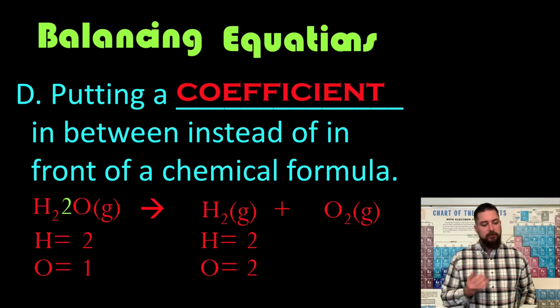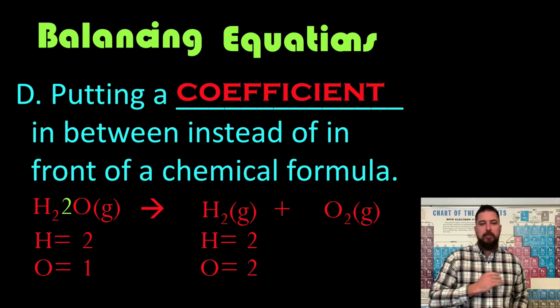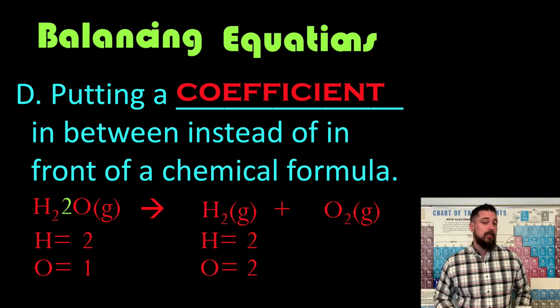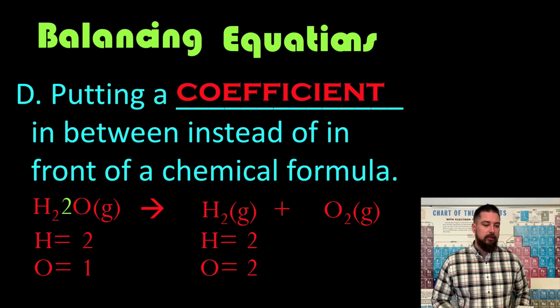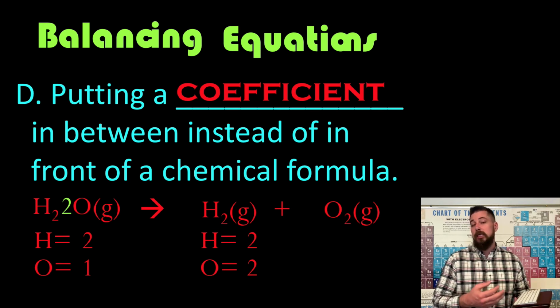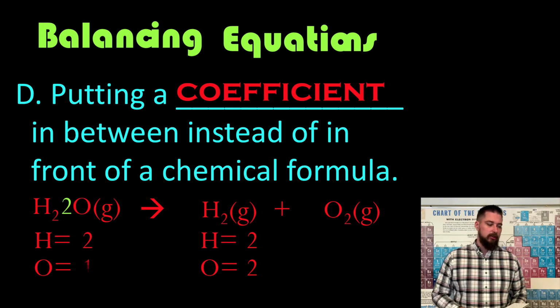Also, another mistake is putting coefficients in between elements instead of in front. Notice this mistake here. You cannot put that coefficient in between the elements. You can only put it in front of the compound. Now, you can put a 2 in front of the oxygen on the product side, because there's only oxygen within that compound. That oxygen is alone by itself, so you can do that. But when you have something like H2O, you can't put a 2 in front. So that is incorrect. Cannot do it.